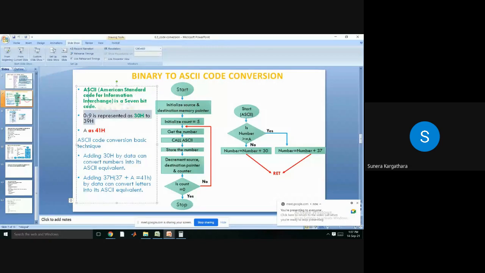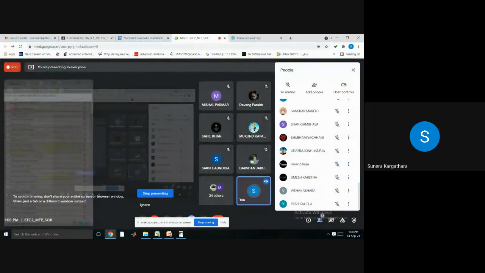Students, 0 to 9 is represented by 30 to 39, right? The equivalent ASCII of 0 is 30, of 1 is 31, then 32, 33, up to 39. The equivalent ASCII of 9 is 39. Yes or no? But if you have alphabets like A to F, they will be converted into their equivalent ASCII by adding 37. Am I communicating, students?